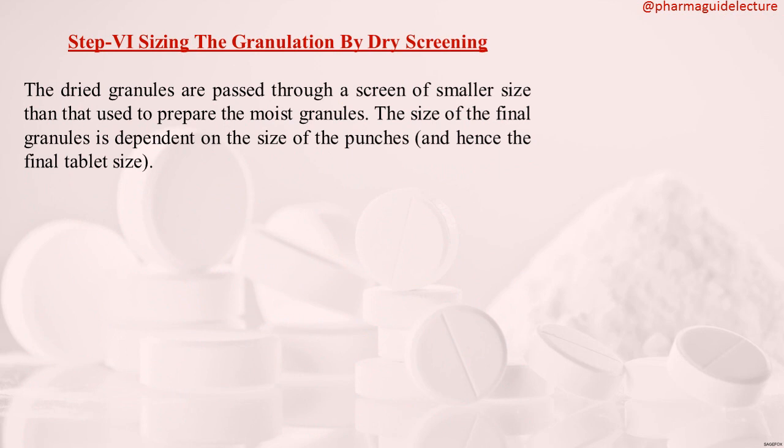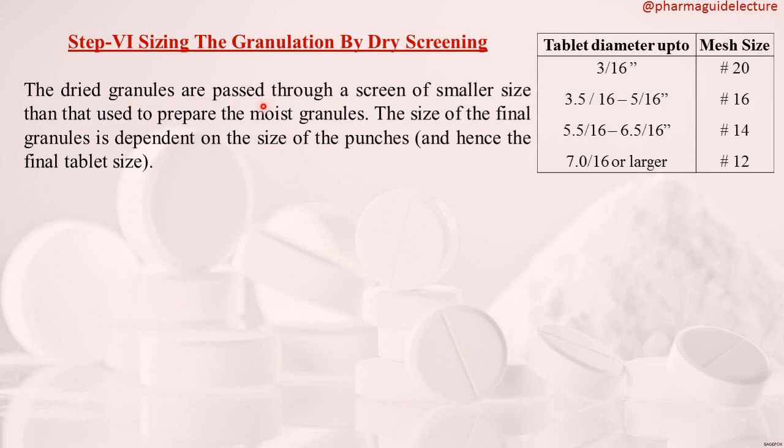Now sizing of the granulation by dry granulation. The dried granules are passed through a screen of a smaller size than that used to prepare the moist granules. The screen used during the preparation of the moist granules is of larger size compared to the screen that is used for the dry screening of the granules.